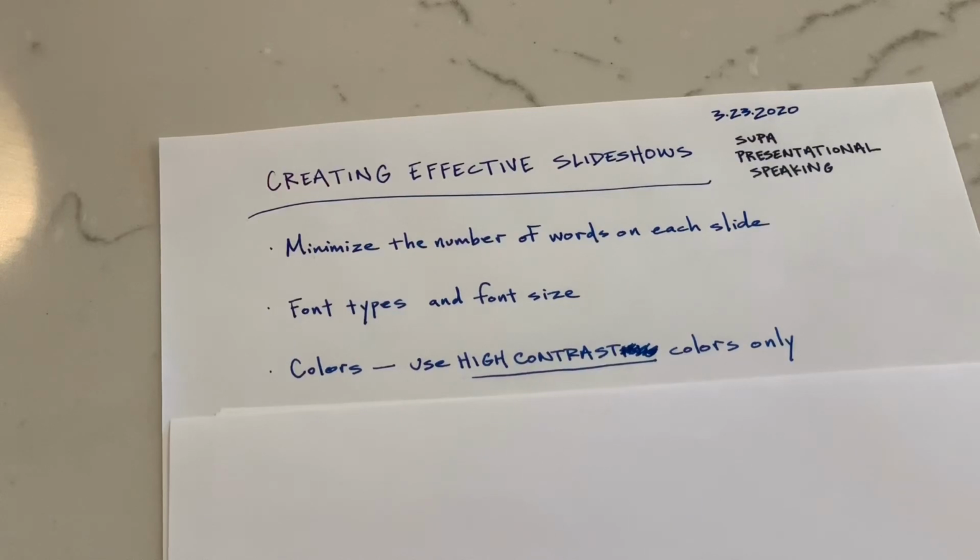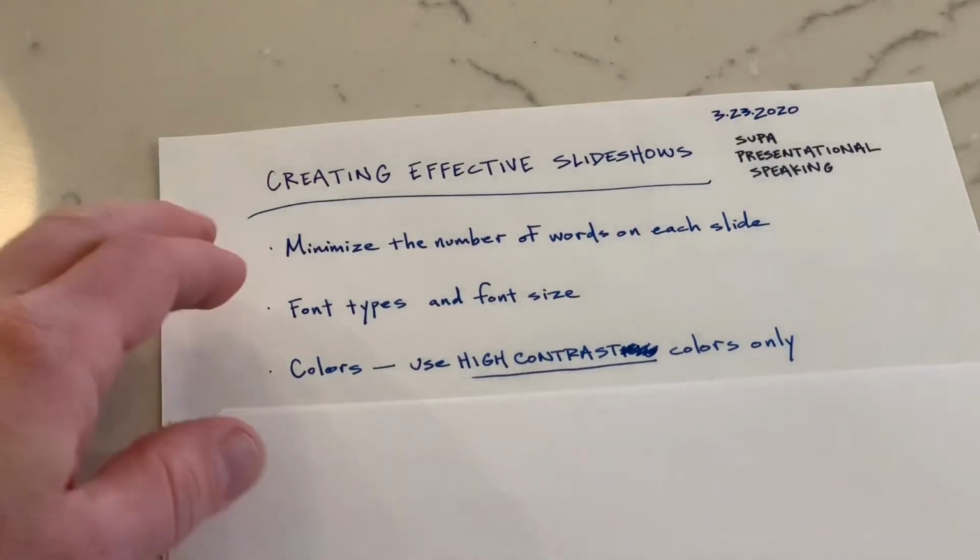So use a black background with white text, or dark blue text on a white background, right? But none of this yellow background with white text. I can't read that. I don't want to see dark blue text with a black background. I can't read that. So think in terms of contrast. There's nothing worse than when you have something important for us to read on your slideshow, but we can't read it simply because of the text colors that you've selected.